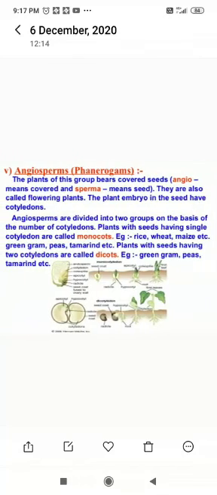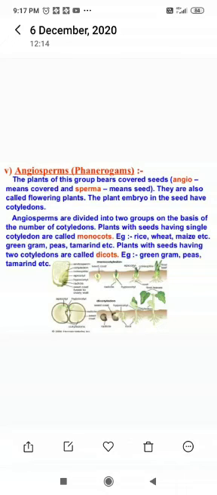And the next main group of the kingdom Plantae is Angiosperms. Angiosperms are also called phanerogams, and the plants of this group bear covered seeds. So angio means covered, sperma means seed. That's why the plants of this group bear covered seeds, and they are also called flowering plants. And the plant embryo in the seed has cotyledons. A cotyledon is an embryonic leaf in seed bearing plants. So since angiosperms bear seeds, they have cotyledons.